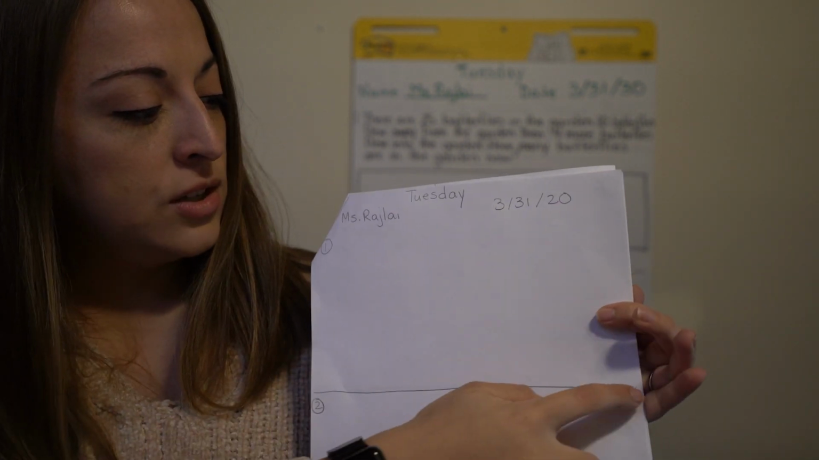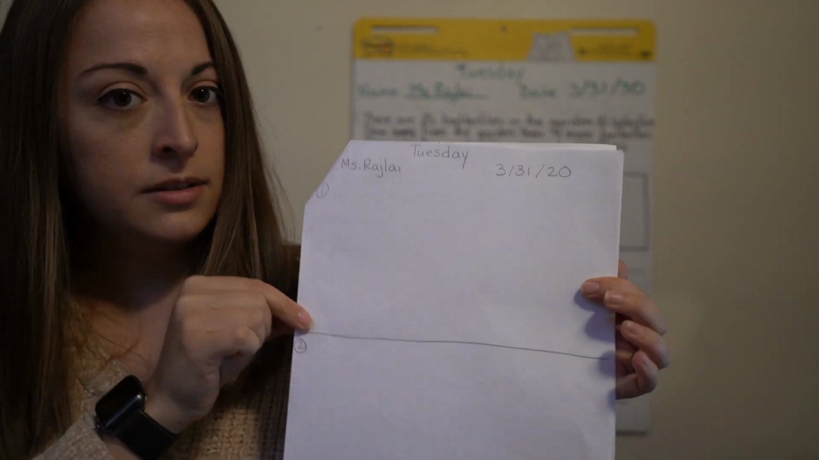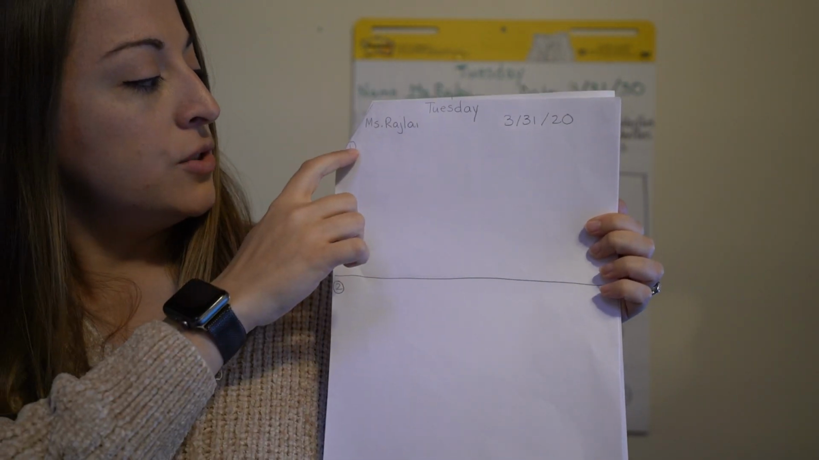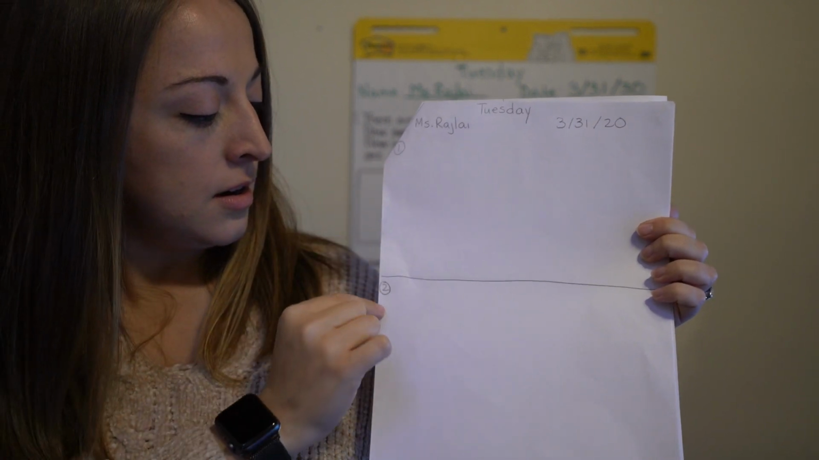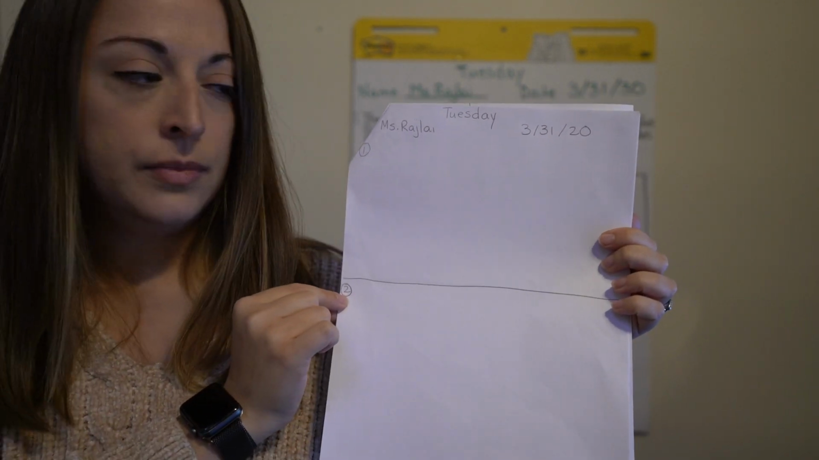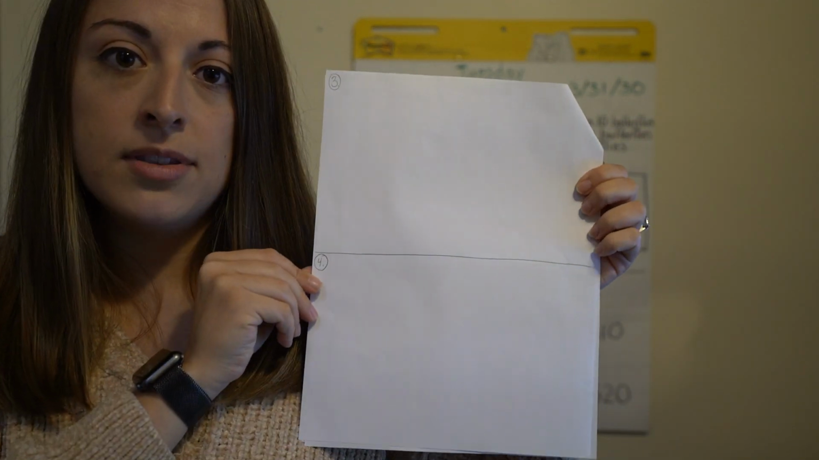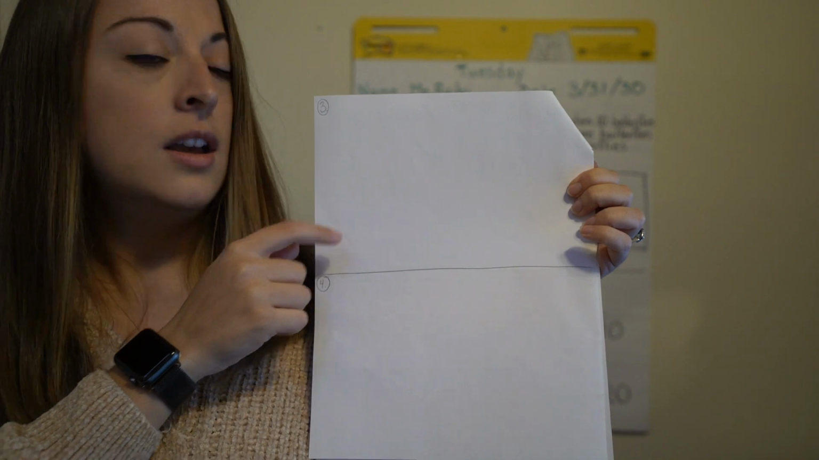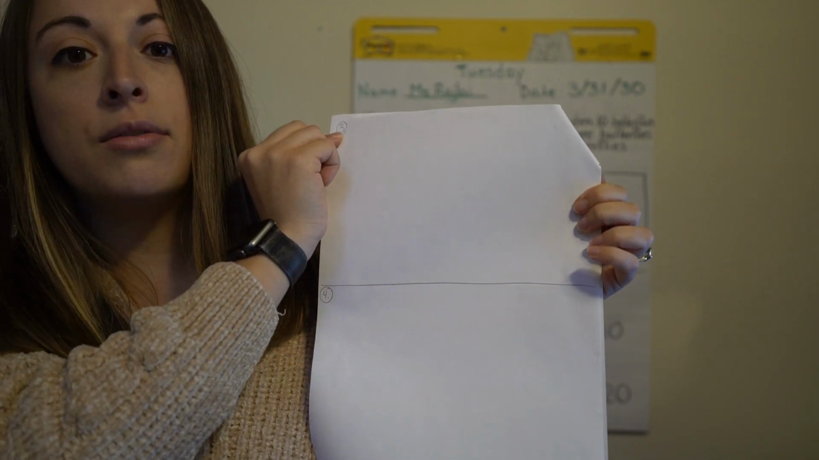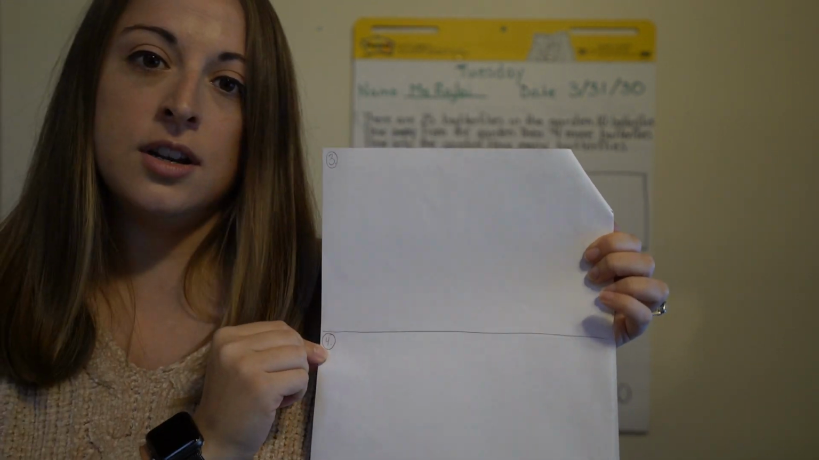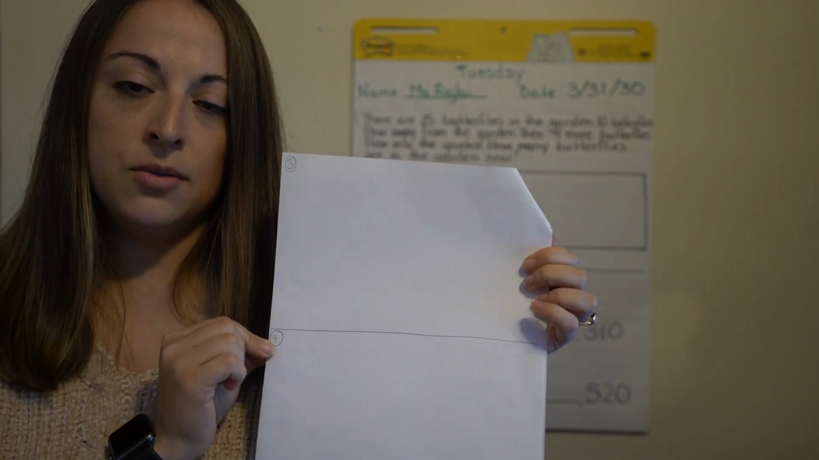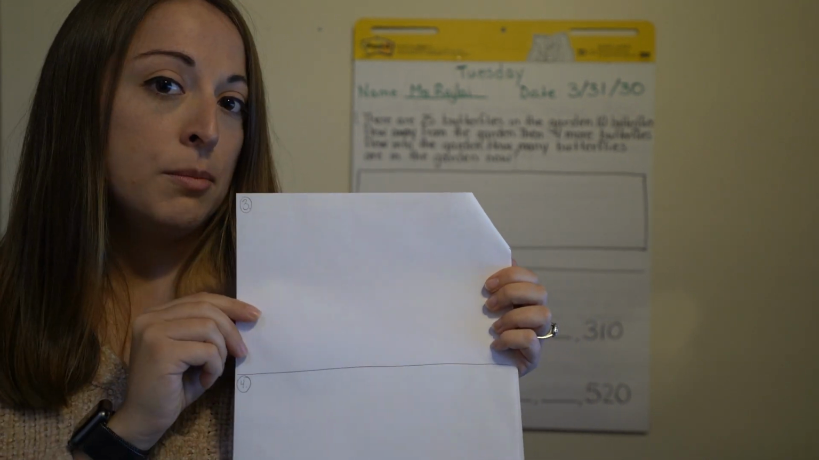Okay, then you're going to write a line in the middle, and you're going to put question number 1 and question number 2. Next, you're going to flip it over, and on the back side, you're going to do the same thing. You'll do a line in the middle, but you're going to write question number 3 and then question number 4. If you need more time to do this, you can pause the video now because I'm going to go on to question number 1.